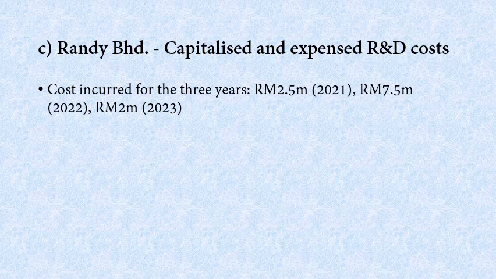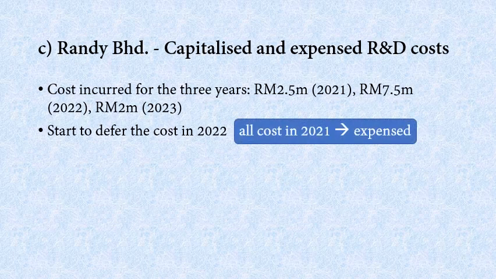From the question, we know that the firm has incurred costs under this project for 3 consecutive years: 2.5 million in 2021, 7.5 million in 2022, and 2 million in 2023. However, the firm only started to defer the cost in 2022, so this can only mean that for the year 2021, the firm believed that the project had not fulfilled the 6 recognition criteria. Thus, all the costs incurred from the project in 2021 have been expensed.